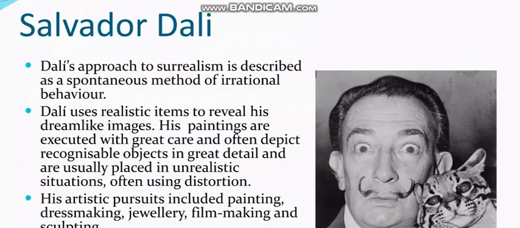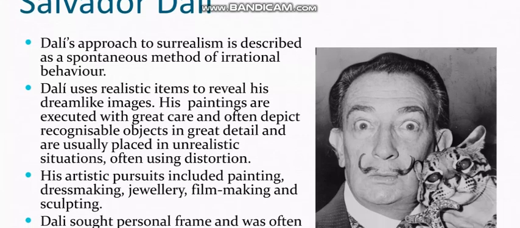Salvador Dali's approach to surrealism is described as a spontaneous method of irrational behavior, and Dali used realistic items to reveal his dreamlike images. His paintings are executed with great care and often depict recognizable objects in great detail, usually placed in unrealistic situations.